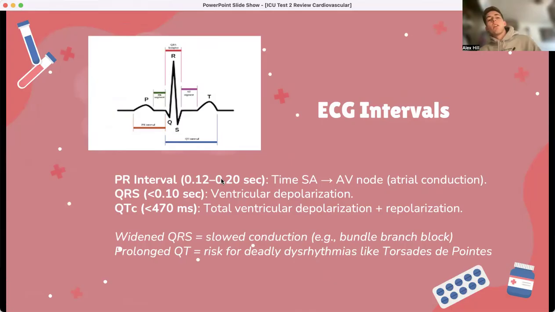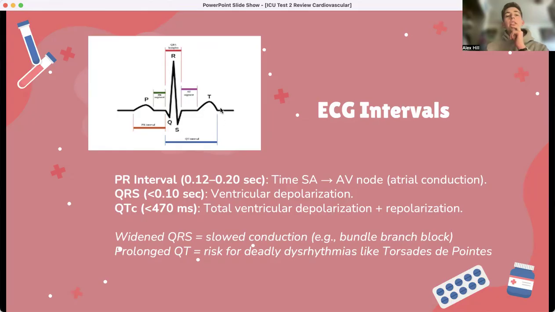Okay, so you'll want to know these intervals. The PR interval is 0.12 to 0.20 seconds, so that's 3 to 5 little boxes. And for your QRS complex, you want that to be less than 0.10. Some rhythms have a wide QRS, which means it's taking longer for the ventricles to depolarize and contract. Usually that's greater than 0.12.